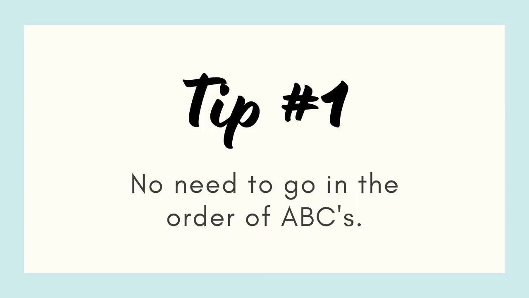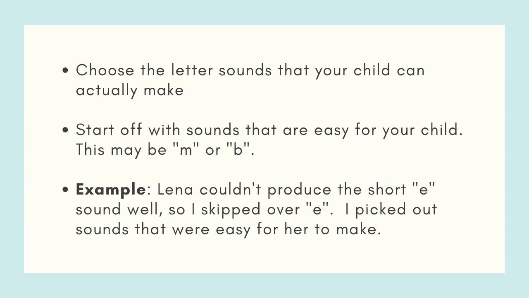All right, so here are some helpful tips. Tip number 1, no need to go in the order of ABCs. So choose the letter sounds that your child can actually make. For example, Lena couldn't produce the short E sound well, so I skipped over E. I picked out sounds that were easy for her to make.